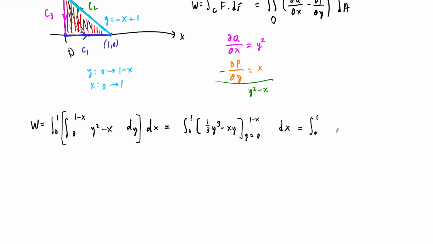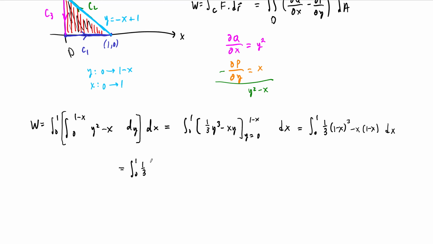So this is now the integral from 0 to 1 of 1/3 (1 minus x) cubed, minus x times (1 minus x), and then minus a bunch of zeros. And this is what needs to be computed here. And we can just multiply this out. It's not the worst. You could make some u-subs here, but I really don't think it's necessary because, like I said, we can just multiply it out.